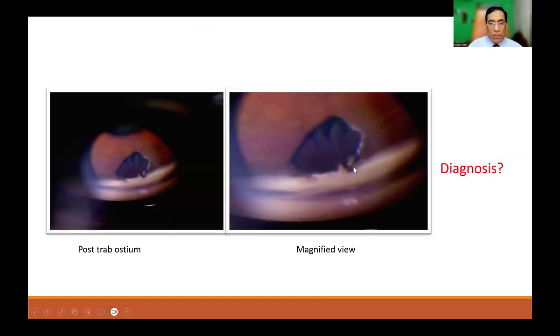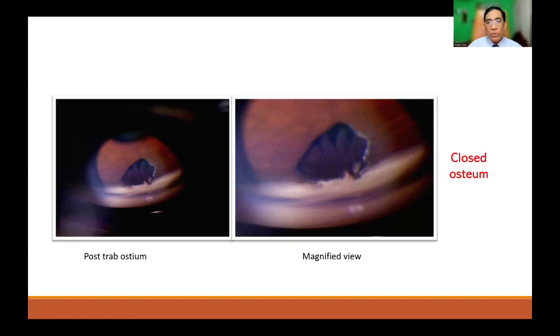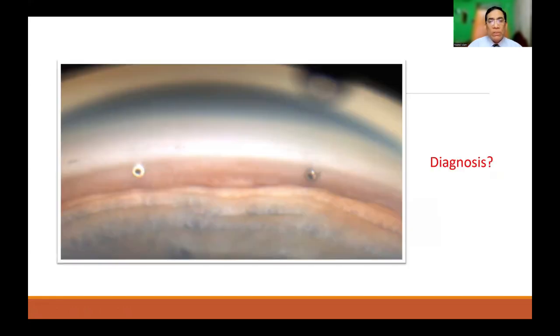This patient had glaucoma surgery, trabeculectomy, but the pressure is not coming down. So I did the gonioscopy and found the peripheral iridectomy is not really total. A very small area is open, but the whole area is not open. So it is obstructed, so definitely it is a closed ostium. What is the diagnosis here? I think all of us understand this is the eye stent surgery in the angle, in the trabecular meshwork.